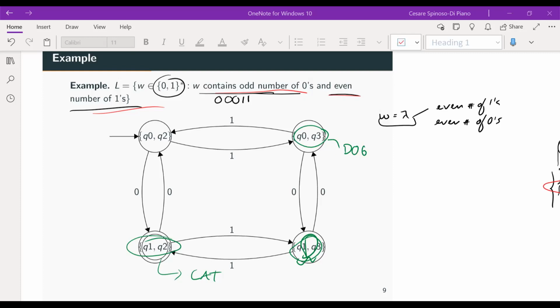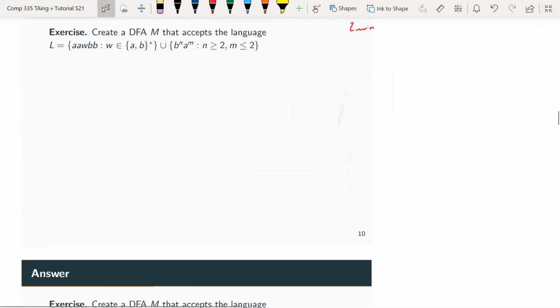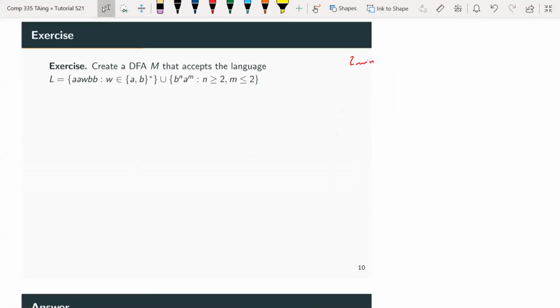All right, so let's see how this exercise went. So we want to create a DFA M that accepts the language L, where here it's not your usual language, quote unquote. It's actually a union of languages. So we have this language here, and we have this language here.